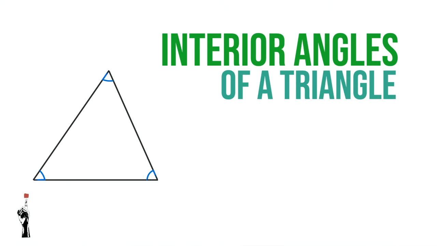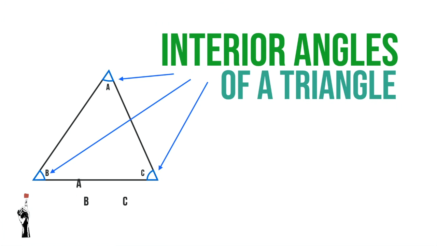If I draw a triangle, I see that these three angles are my interior angles. And I know that if I call them, let's say A, B, and C, that angle A and angle B and angle C together has to give me 180 degrees. That is one of my theorems.